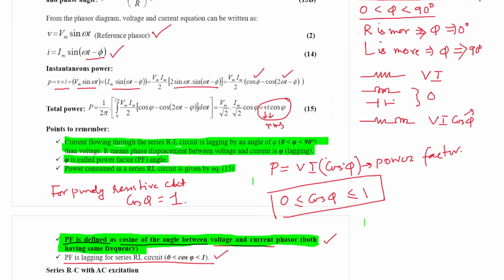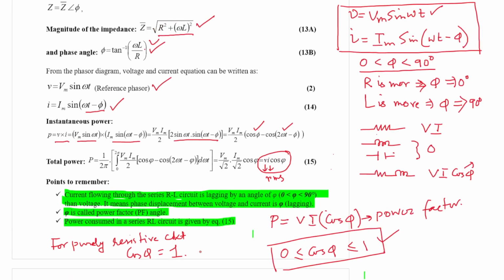The range of power factor is from 0 to 1. What is the definition of power factor? It is the cosine of the angle between voltage and current of the same frequency. And since the phase displacement of voltage and current is 0 in a purely resistive network, it is only V into I.